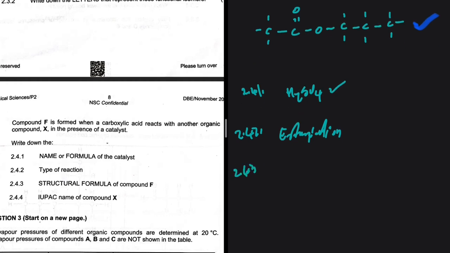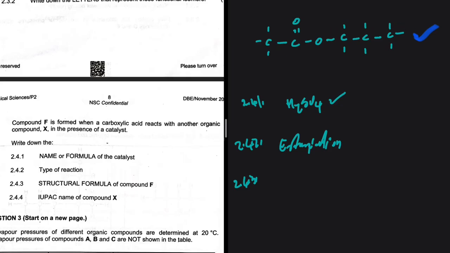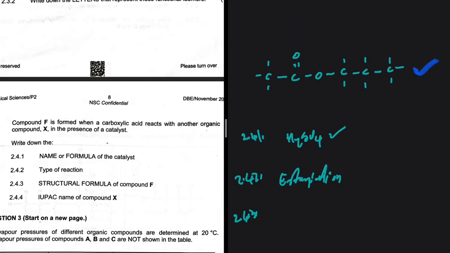Okay, 2.4.3, structural formula of compound F. So compound F is the carboxylic acid that is used, right? Oh no, compound F is actually these which we have here, which we have drawn. So just to be more clean with my presentation, we just need to add hydrogens everywhere else. We have the answer to the question, really. So there we go. That is compound F.